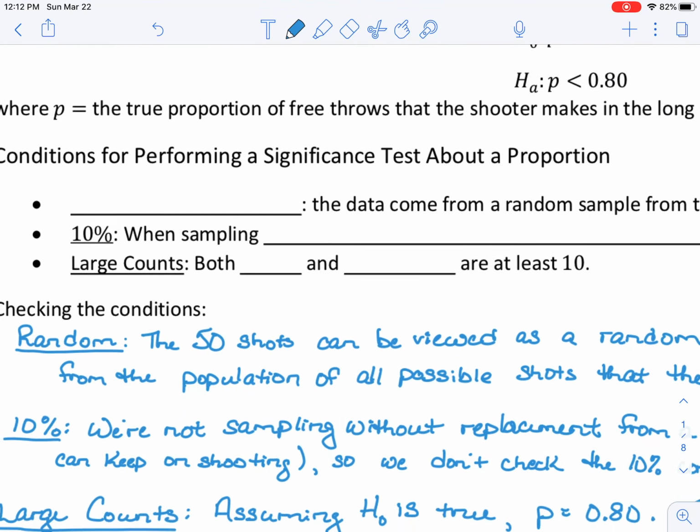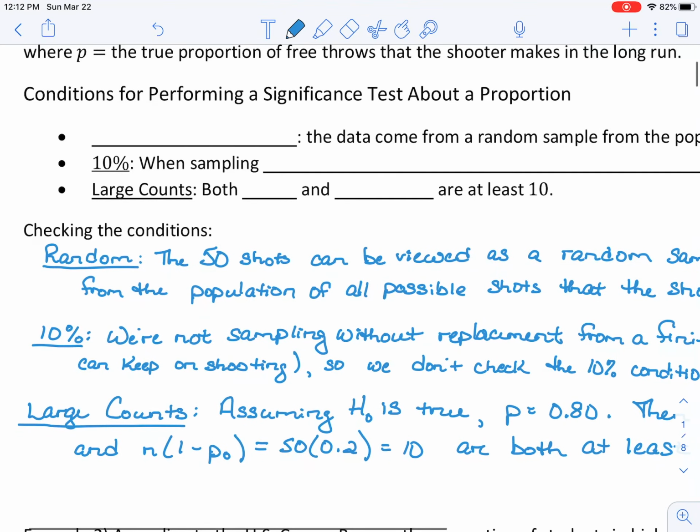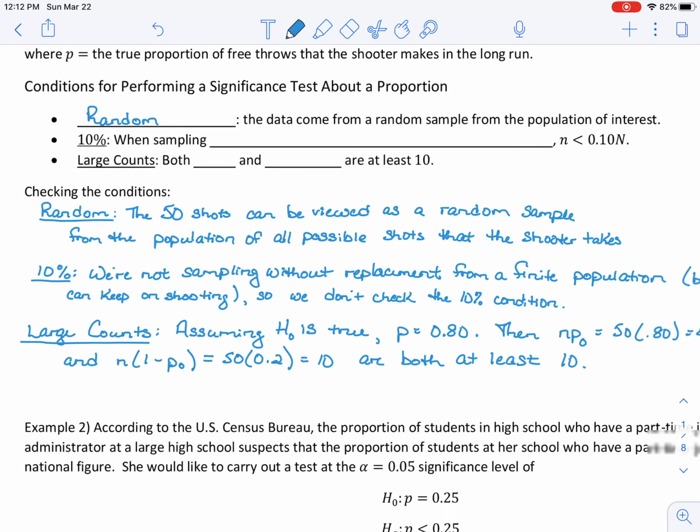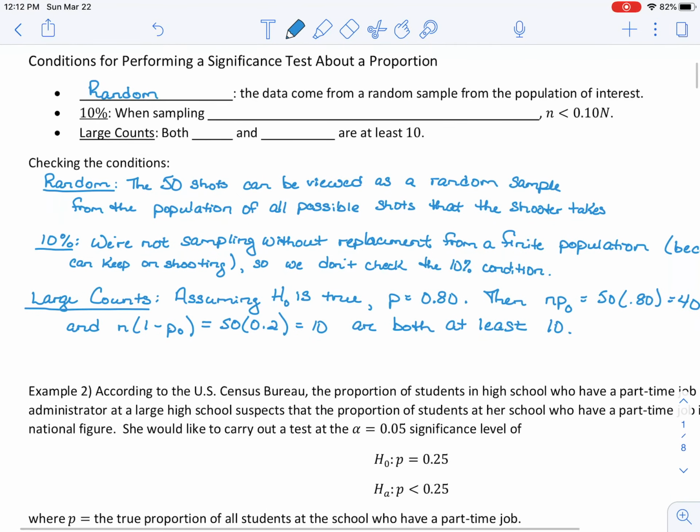When we do this, we have to check our conditions. They're really similar to when we checked an interval. So the first condition is the random condition. If you don't have something that is random, it would be essentially like an observational study and you can't make extrapolations to the population, which is the whole point of doing this. So the data come from a random sample from the population of interest.